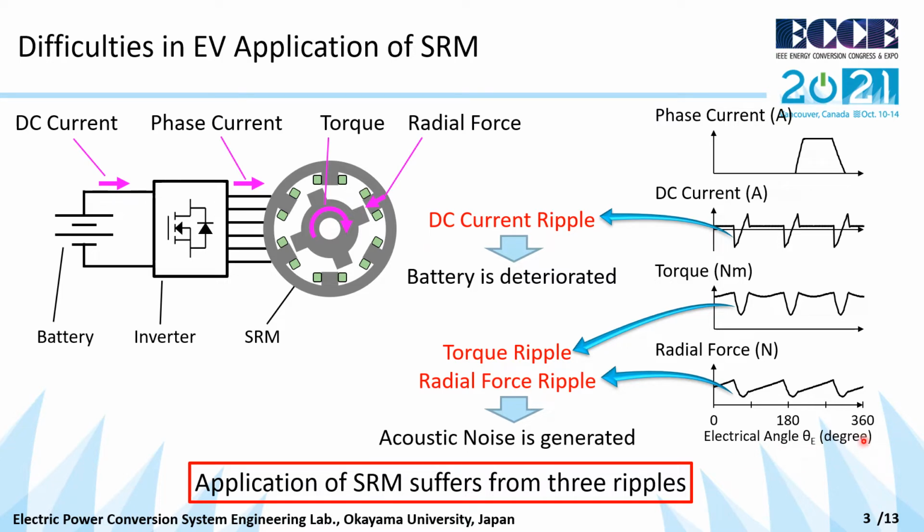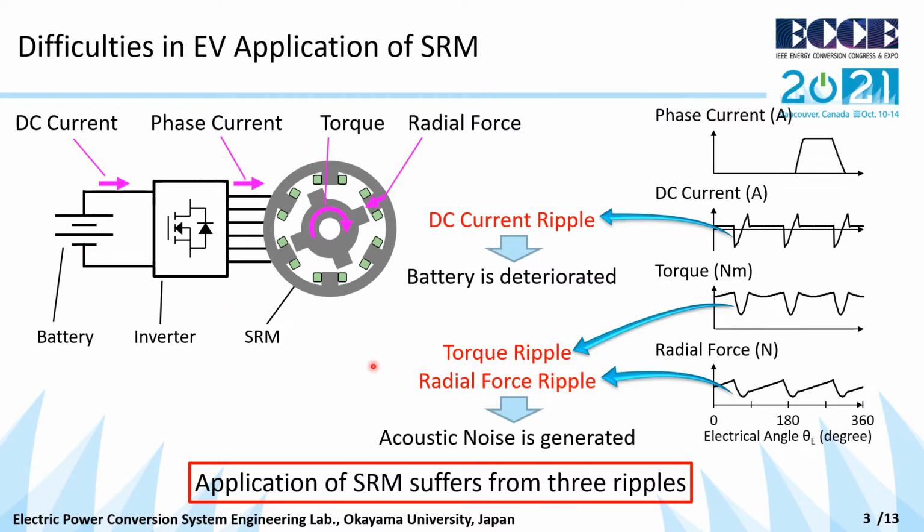The switched reluctance motors are often driven by the square phase current waveform like this, because the copper loss is small. However, this square phase current waveform generates three types of large ripples. First, the DC current ripple is generated. This ripple flows into the battery and deteriorates the battery lifespan.